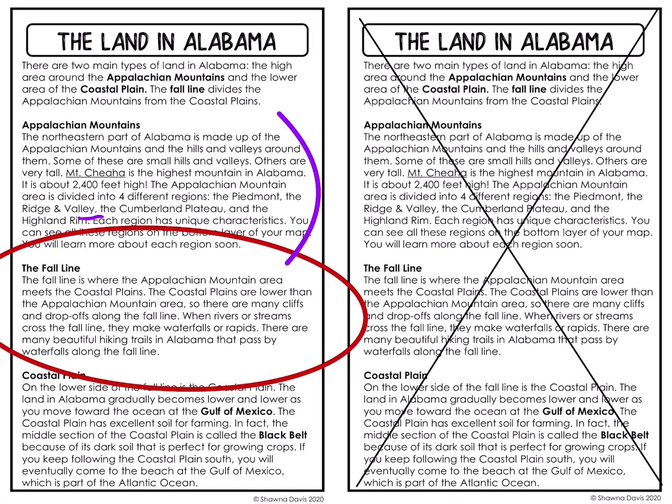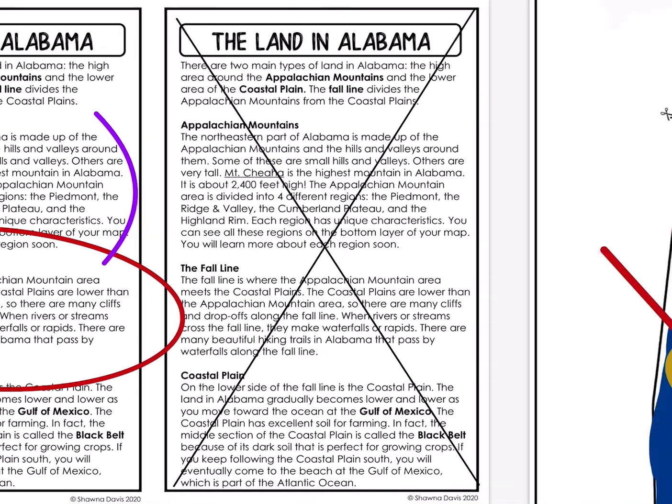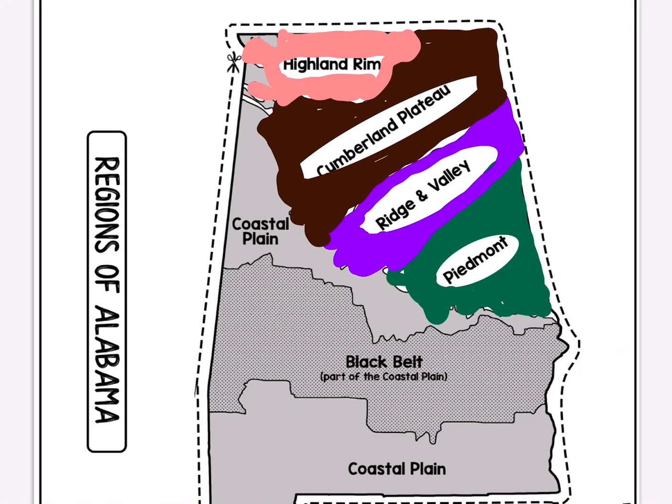Each region has unique characteristics. You can see all those regions in the lower layer of your map. And here's the lower layer. If we were in school, this would be the bottom layer. Okay? All right, so we have looked at the Highland Rim, which is the farthest north, Cumberland Plateau, Ridge and Valley, Piedmont.